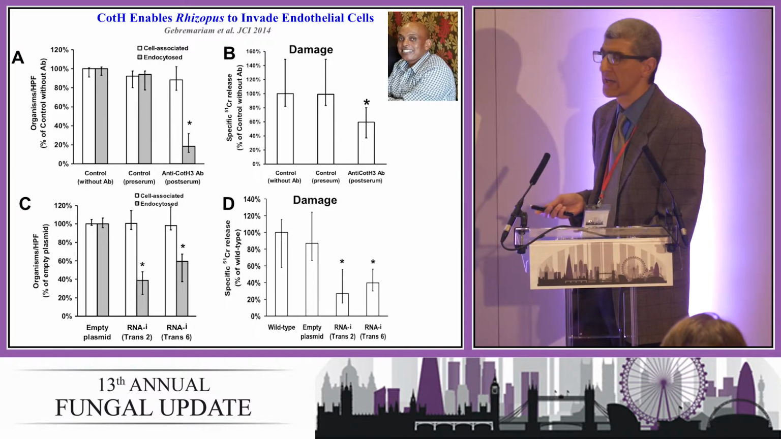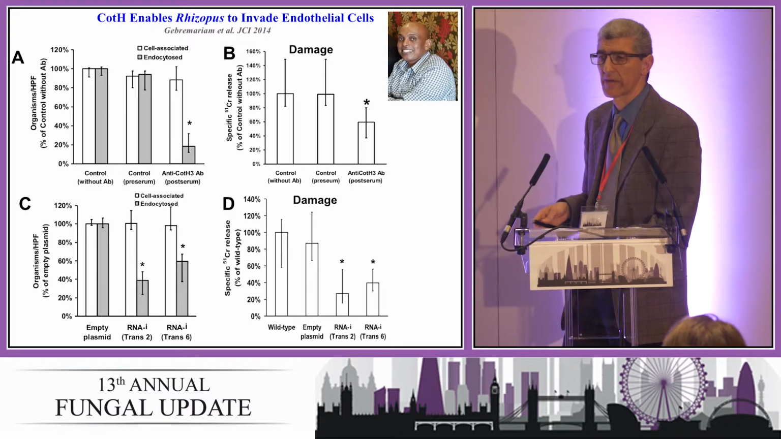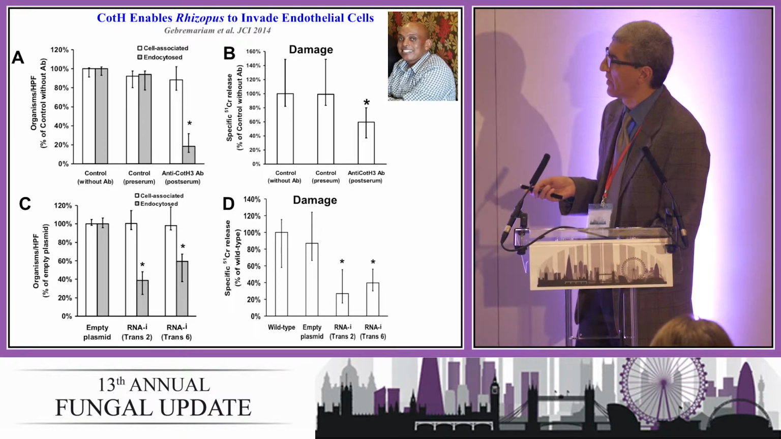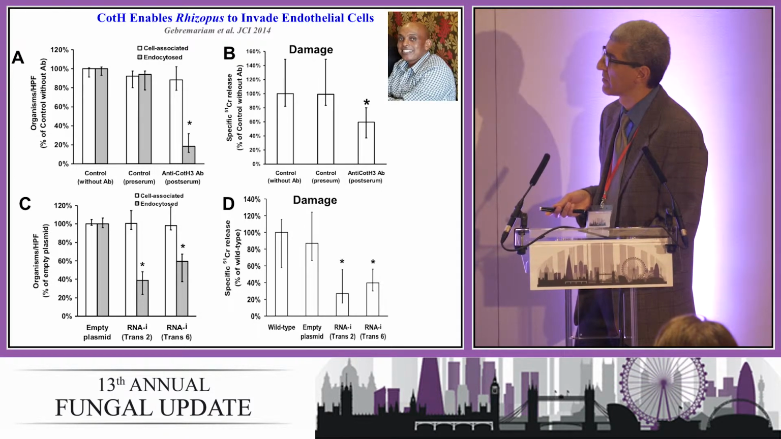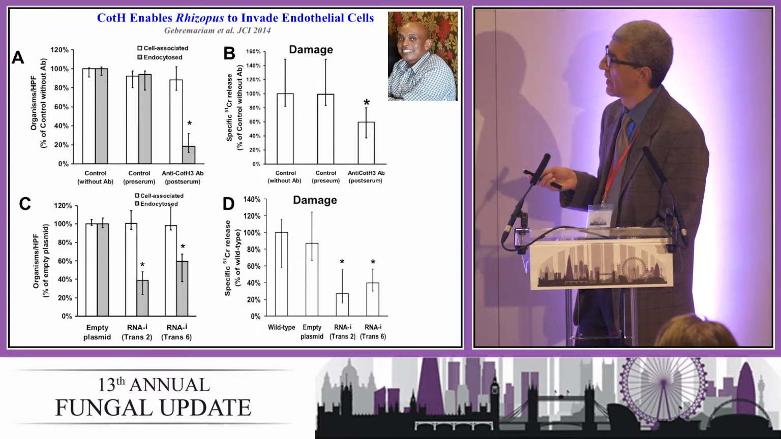These are uniquely present in Mucorales. You can't find them anywhere else, not in bacteria, not in viruses, not in mammalian cells, not in any genome that has been sequenced so far. Extremely unique. If we raise antibodies against CotH, which are GPI-anchored proteins, you can see that in the presence of these antibodies, you completely abrogate the ability of Rhizopus to invade the endothelium. And as a consequence, you also block the ability of the organism to cause injury to endothelial cells.